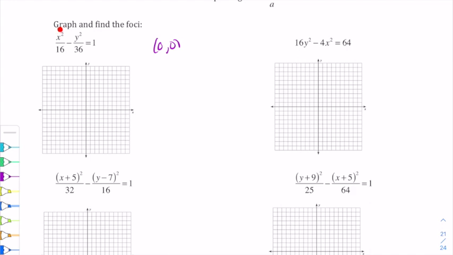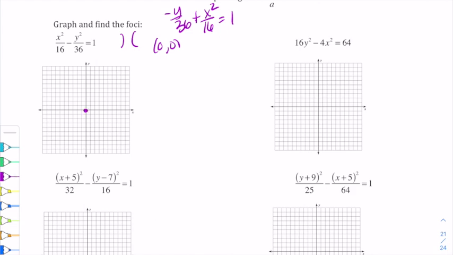Now here, since the x squared is positive, whatever's positive shows which direction it's going to be opening, towards that axis. So since the x is positive, it's going to be opening like this. Now, just so you are aware, I could write this equation as negative y squared over 36 plus x squared over 16. So it's not always the thing that's first. It's really based off of what's positive or what's negative. Okay, so pay attention to that detail. So we're starting at 0, 0.